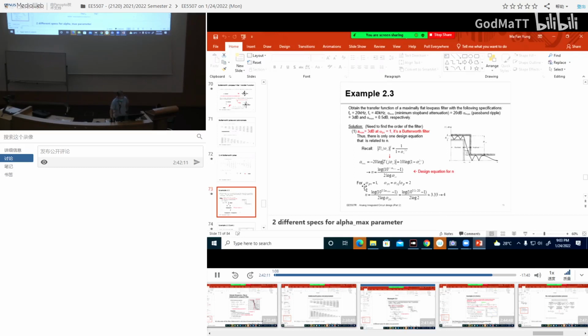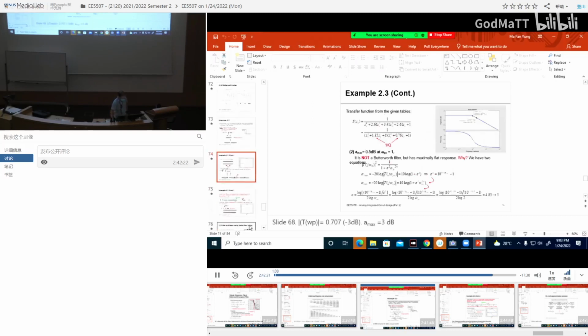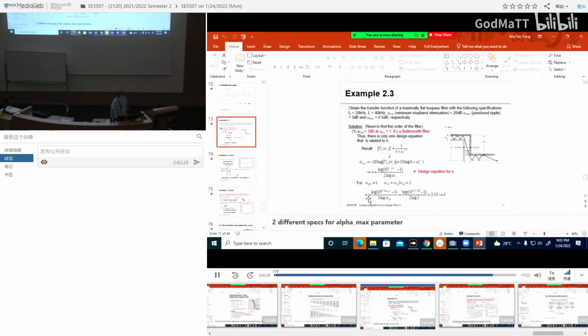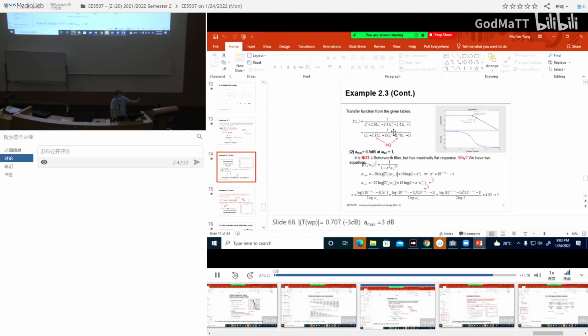So you calculate this is 3.33. That means the order you need is 4. You must round up, don't round down. You must round up. And then once you know that you need n equals 4, you just go to the table and find out what the coefficient values of the Butterworth transfer function are. So this is the first example.